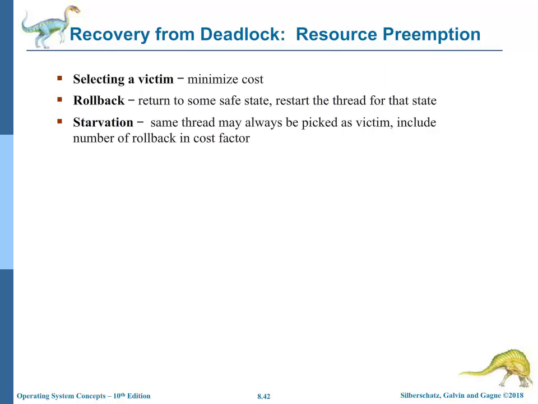Third issue is starvation. In a system, it may happen that some process is always picked as a victim. As a result, the process will never complete its designated task. This situation is called starvation and must be avoided. One solution is that a process must be picked as a victim only a finite number of times.